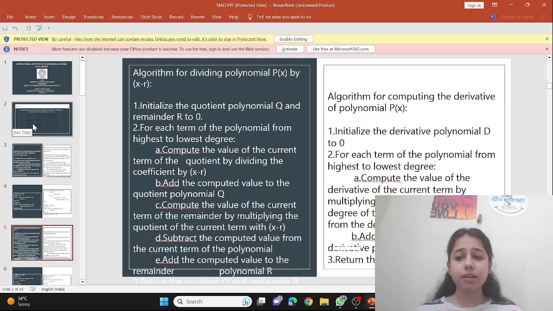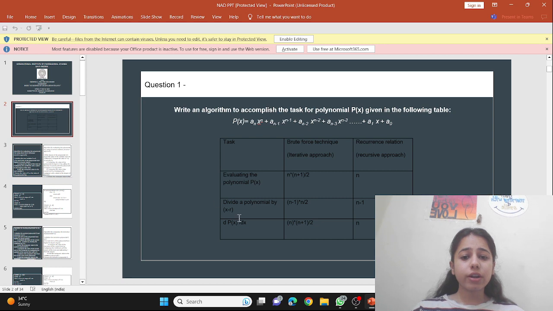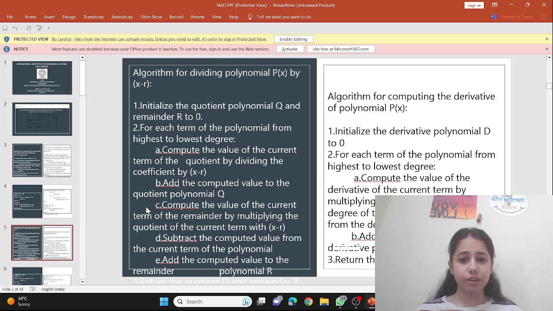Now the algorithm for dividing a polynomial. Our second task was to divide a polynomial by x minus r. So we are seeing the algorithm for this. Algorithm for dividing polynomial P(x) by x minus r. First we initialize the quotient polynomial q and remainder r to 0. Then for each term of the polynomial from highest to lowest degree, first we compute the value of the current term of the quotient by dividing the coefficient by x minus r.